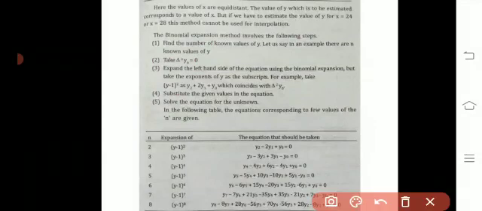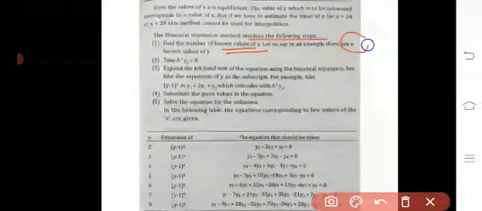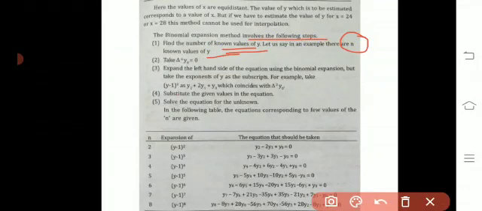Now we will see the steps, or how to use the binomial expansion method. The first step is to find the number of known values of y. X and y values will be given. How many y values are given, that we are going to count. Let us say in an example there are n known values of y.